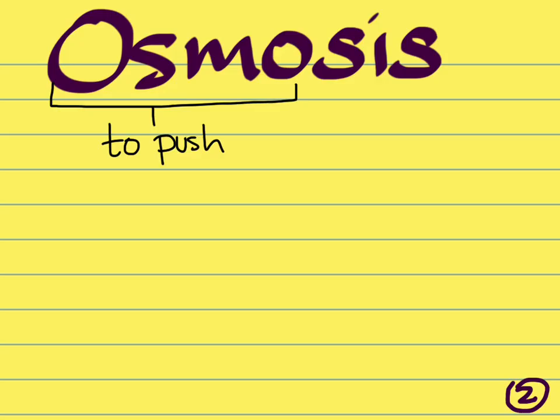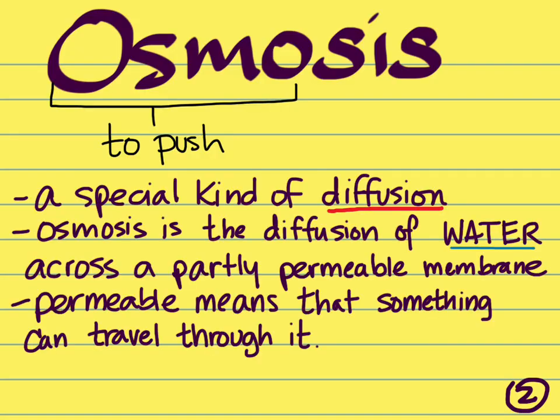Okay, osmosis. This is term 2. And osmo, and this was not an easy prefix to find, so I don't fault you if you didn't get it, but osmo means to push. And osmosis is a very special type of diffusion. It is, number 1, the diffusion of water only, and it is across a partially or partly permeable membrane. Permeable just means that something can travel through it. Obviously, if water's moving through it, water can.